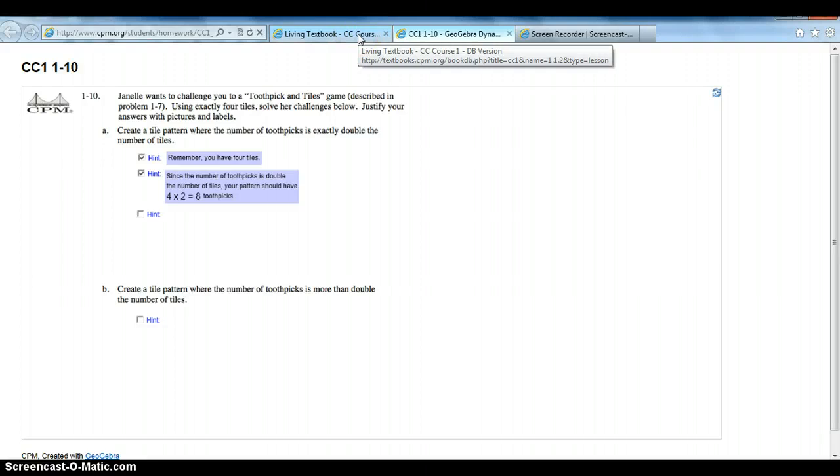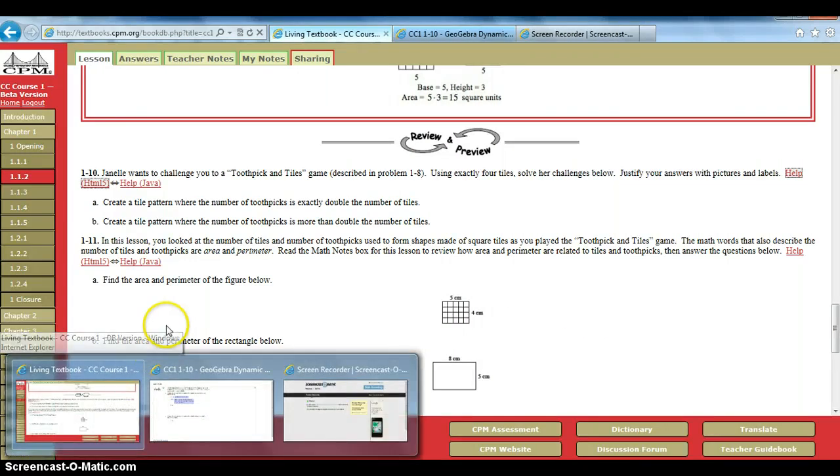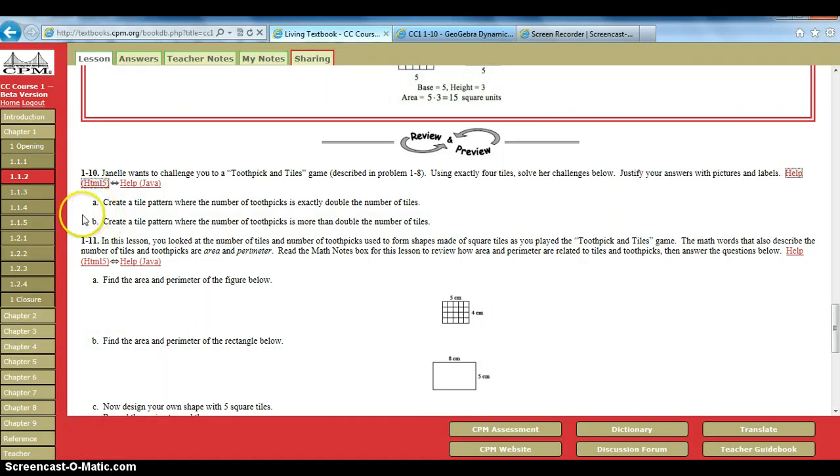So the first one, take some time to solve that now. When you're ready to move on, I'll be reading question 10B. Question 10B says, create a tile pattern. Here's 10B. Create a tile pattern where the number of toothpicks is more than double the number of tiles. So you're going to have to change your tile pattern.